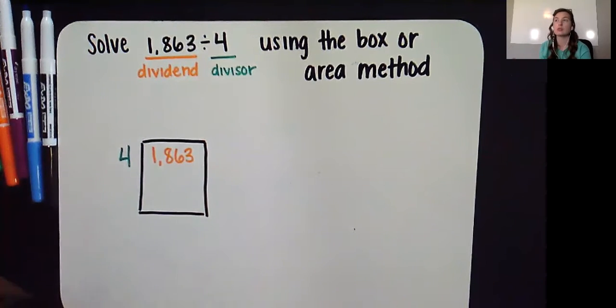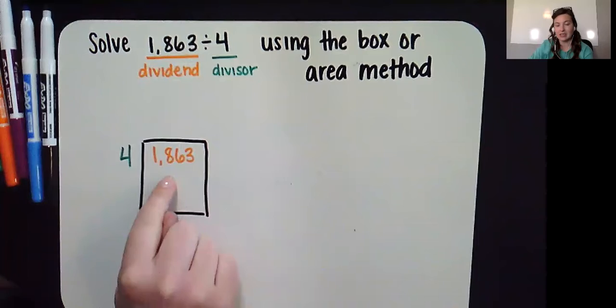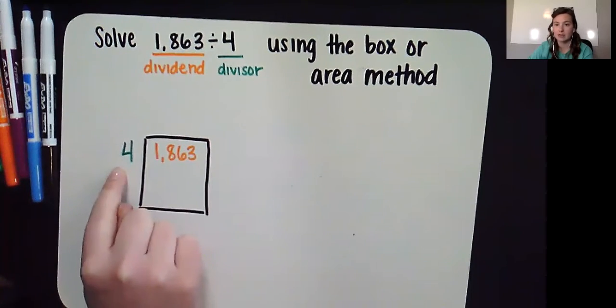If you want to scroll back or hit the back button and go to that, you can kind of see how I'm filling in those blanks they created. So I'm starting with my dividend of 1,863 inside of the box and 4, my divisor, outside.